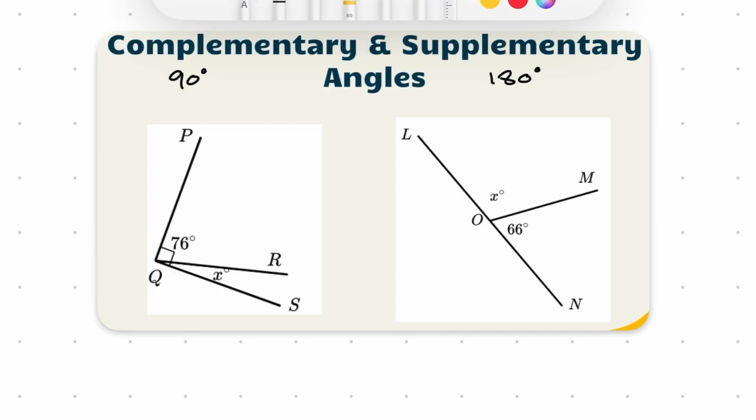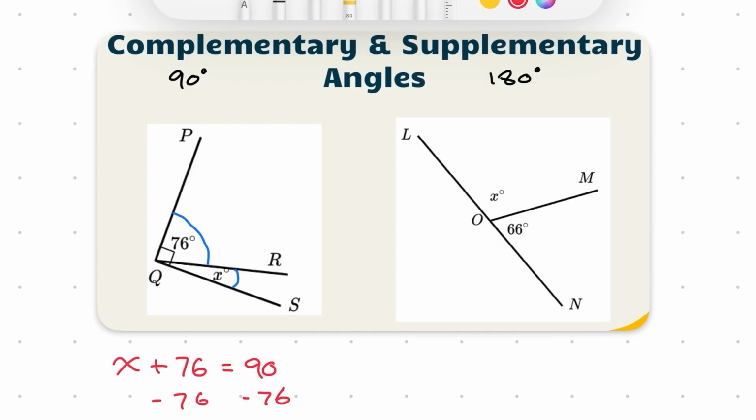So let's get started with the first diagram. I have that one of my angle measures is 76 degrees and the other one is x. So how can I solve for x? If you watched my previous video, you'll know that we need to set up an equation. So to do so, we can say that x plus 76 equals 90. And by subtracting 76 from both sides, we get that x equals 14 degrees. So that's our final answer for this first problem.